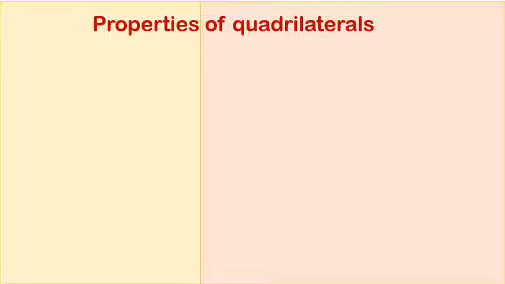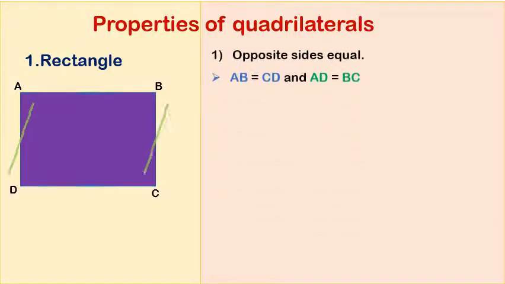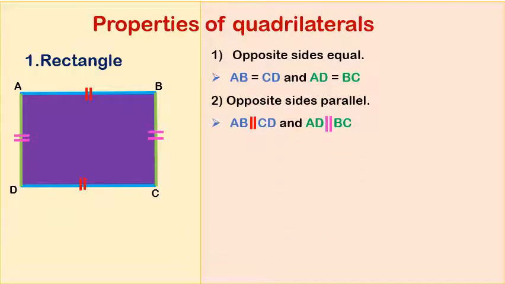Properties of quadrilaterals. First, let us see the rectangle. See this figure, children, and try to say the first property. Yes, the first property is opposite sides are equal. In the figure you can see side AB equal to side CD and side AD equal to side BC. Then what is the second property, children? Yes, opposite sides are parallel. You know, side AB parallel to CD and side AD parallel to BC.